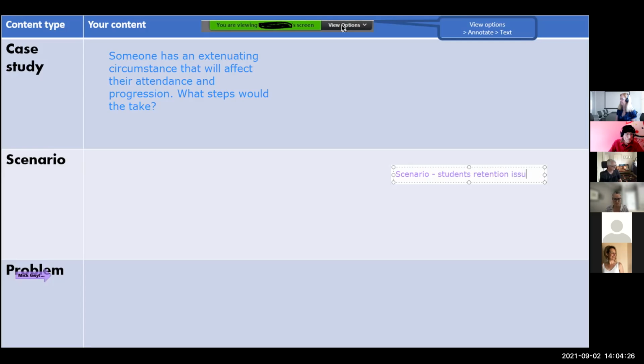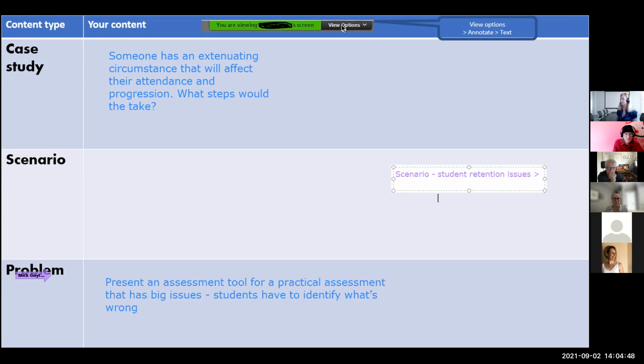Yeah, perfect. So someone has extenuating circumstances that affect their attendance and progression. What steps would they take? That's a really interesting one. I could really tease that one out, couldn't you? In terms of support, how you support them, methods you have to think about to bring them back up to speed. Do you want to talk a little bit about that case study? A little bit more detail?